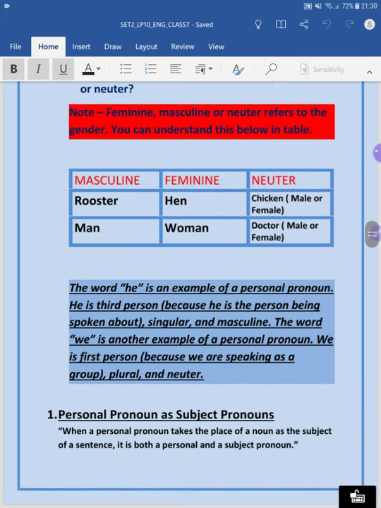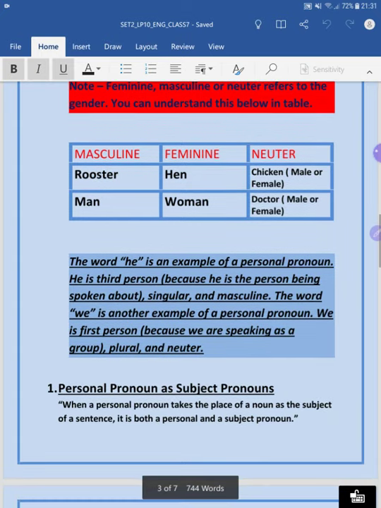Now next thing what you are going to learn is the word he is an example of a personal pronoun. He is the third person because he is the person being spoken about, singular and masculine. The word we is another example of personal pronoun. We is the first person because we are speaking as a group, and it is plural and neuter in nature.